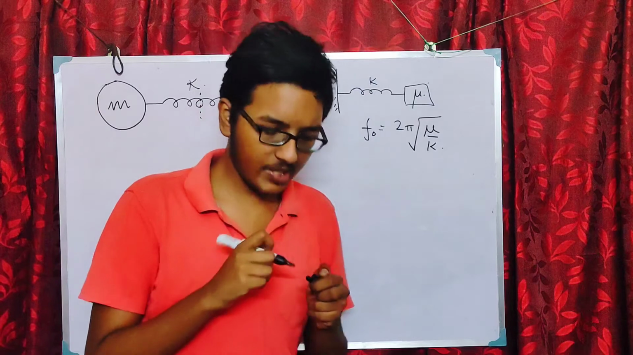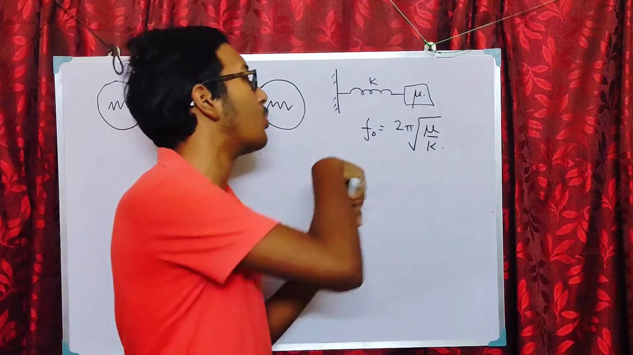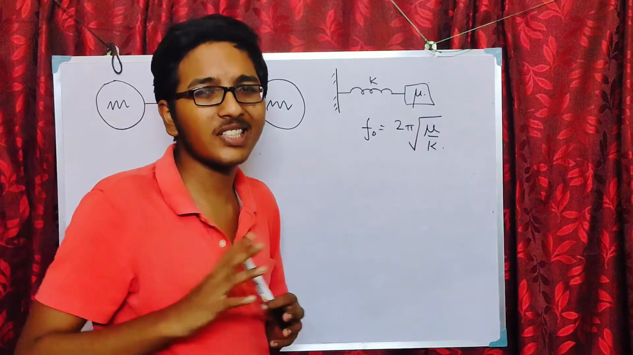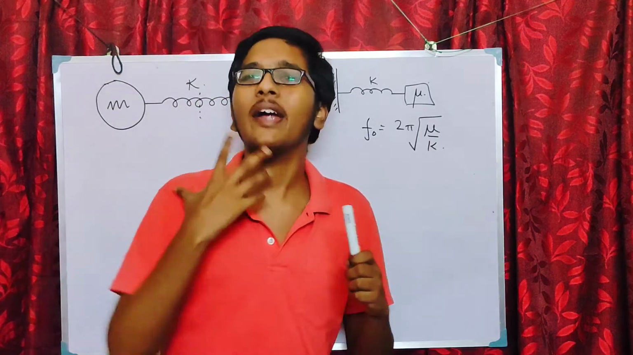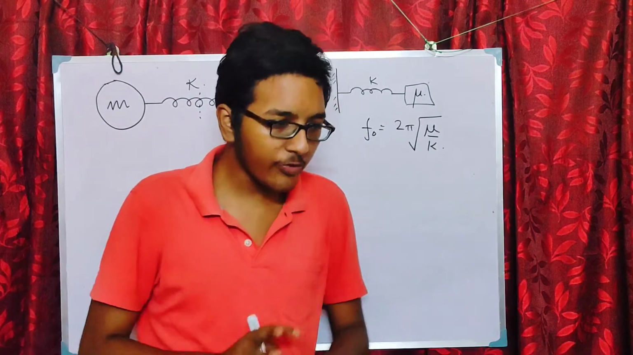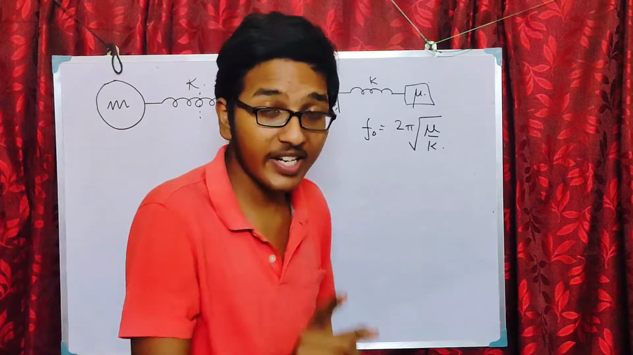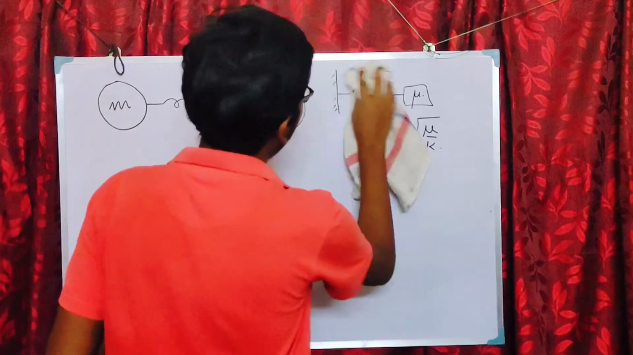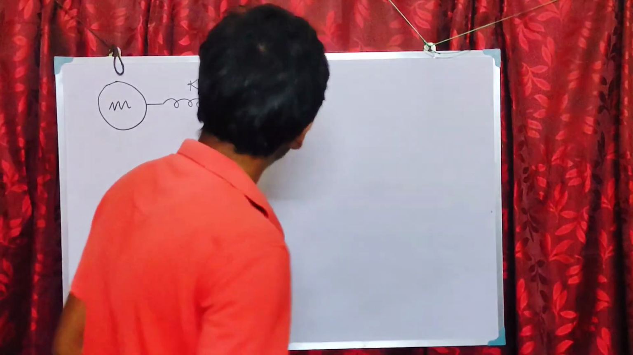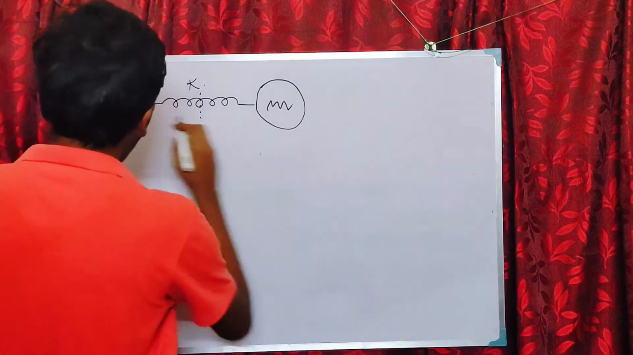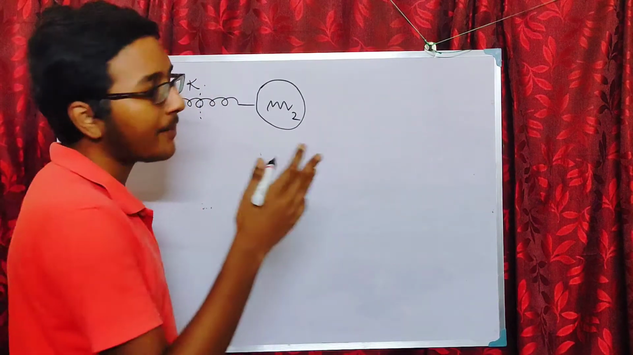Now many of the guys aren't very comfortable with this approach, and they don't understand how this mu and all these things come. So I would also do it by a quite orthodox approach, in which we are not assuming anything. We go by the basics, and you would really like it. I will make this case a more general one, with masses m1 and m2.